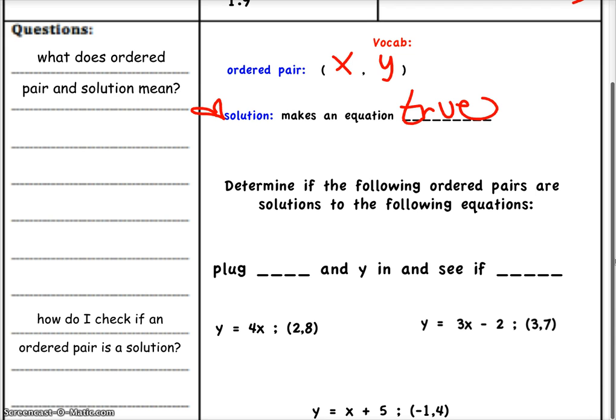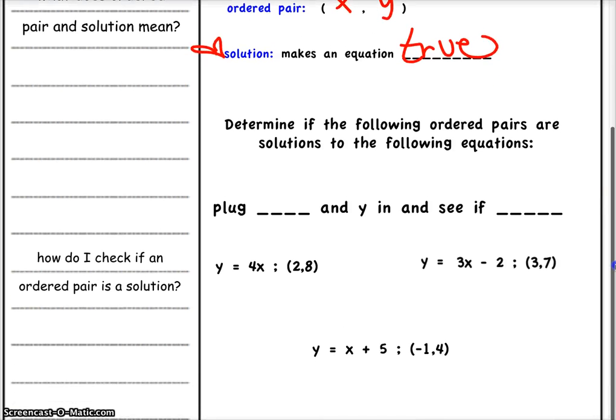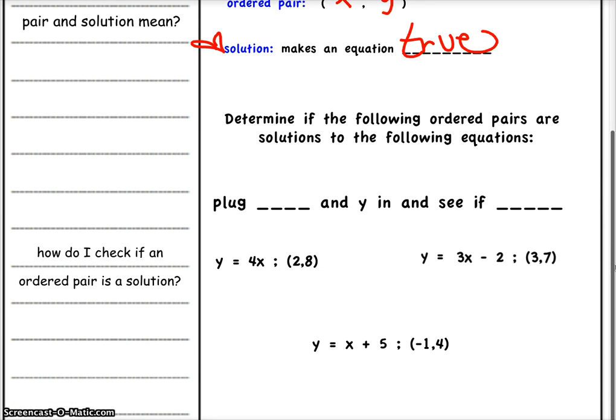So, our application with this today, it's pretty much one thing we got to do. Determine if the following ordered pairs are solutions to the following equations. This is how. You plug the x and y in and see if it's true.